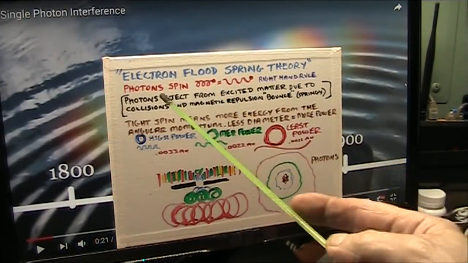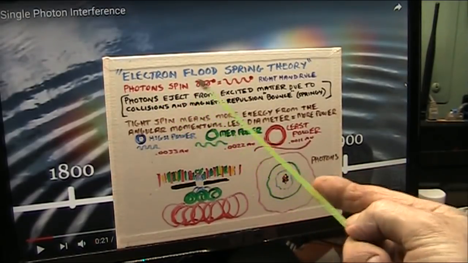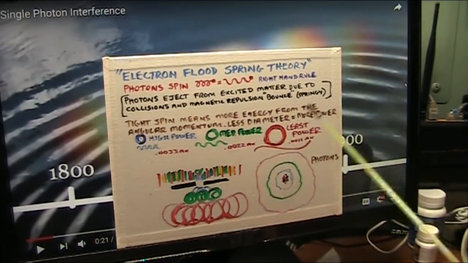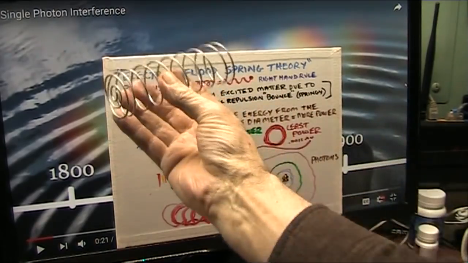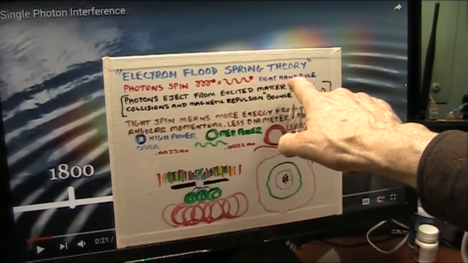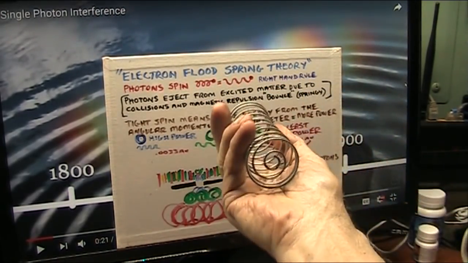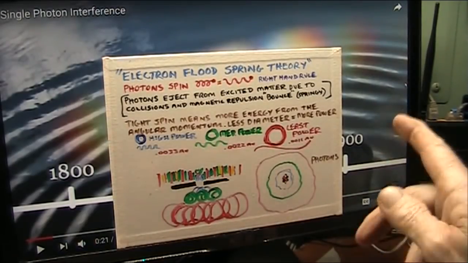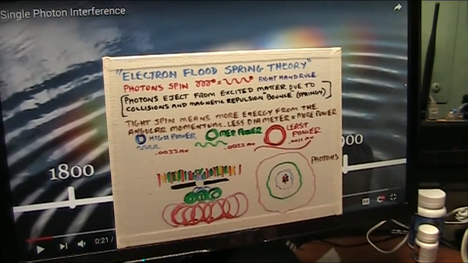Identical. It's a spring. Now, photons spin, and just like I showed you, they spin forward, and it's on a right-hand rule, so it spins this way. And I got pictures of that too. I got pictures of everything I'm going to show you in a minute. I'm going to show you these photons. I'm going to show you how they come out and how they create Higgs bosons.